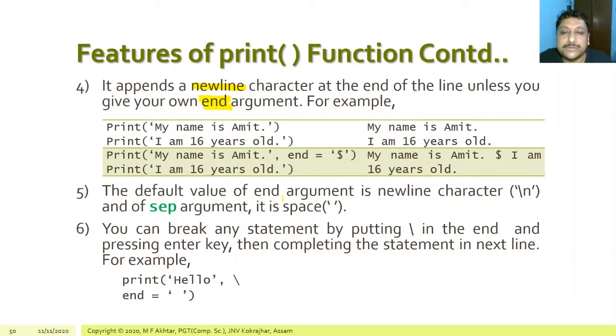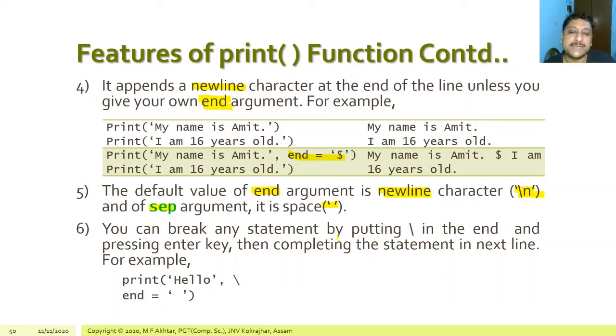The default value of the end argument is newline, that is \n. Means if you don't use the end argument, then each and every print statement will display output on separate lines. And the default value of the sep argument is a space. Okay, if you don't give the sep argument any value, then each item will be separated by a single space. Otherwise you can change it.